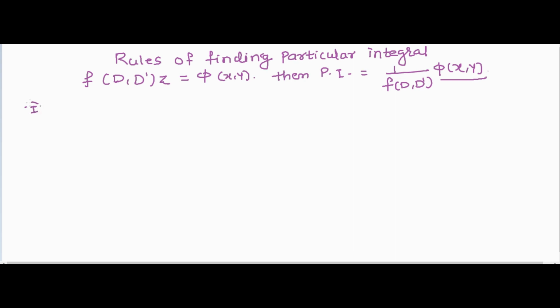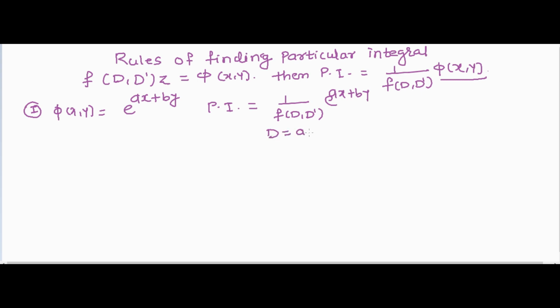The very first case is when phi of x comma y is a function like e raised to ax plus by. Then in this case the particular integral will be 1 divided by f of D comma D dash, e raised to ax plus by. Here substitute D equal to a and D dash equal to b, and we get 1 divided by f of a comma b, e raised to ax plus by. This is the particular integral when the function phi of x comma y is of the type e raised to ax plus by.